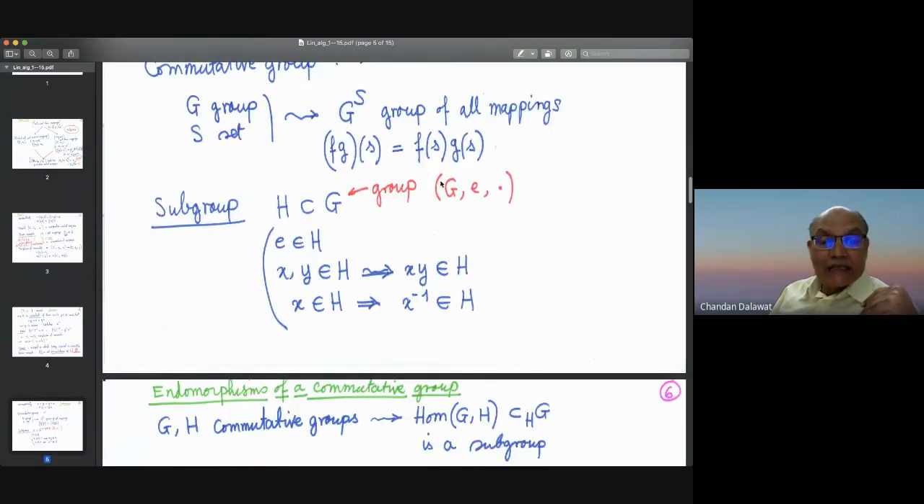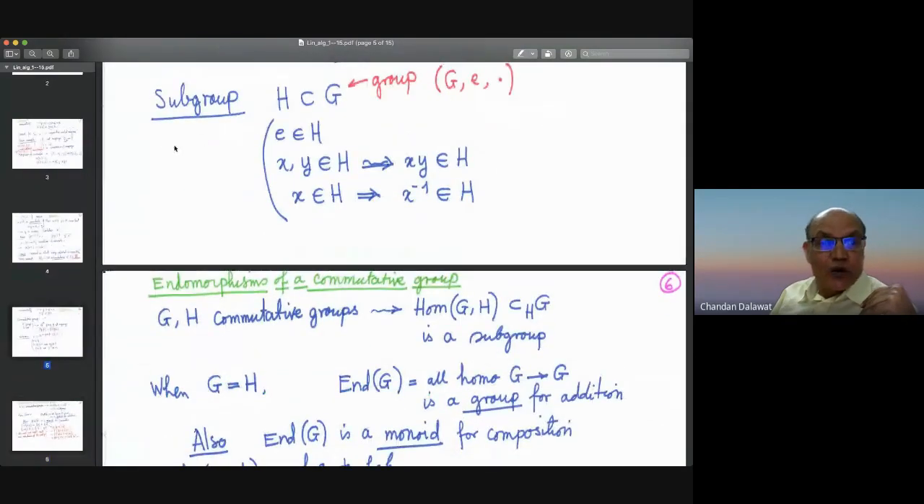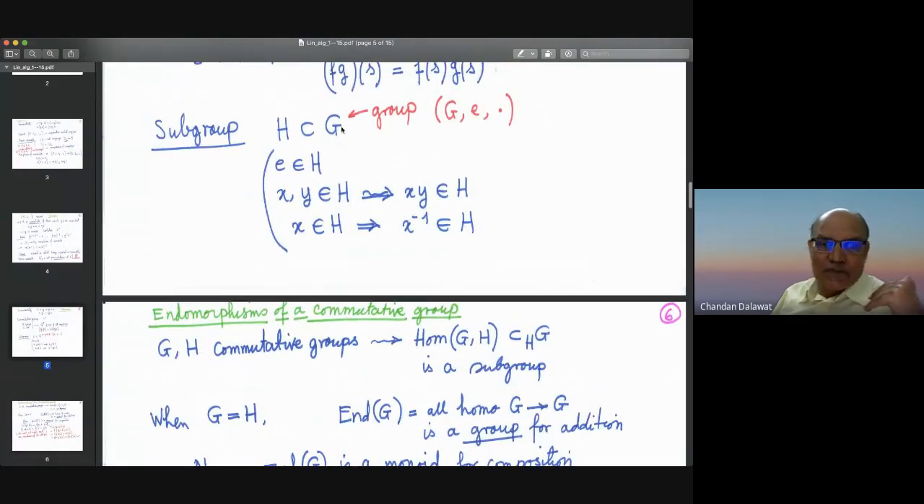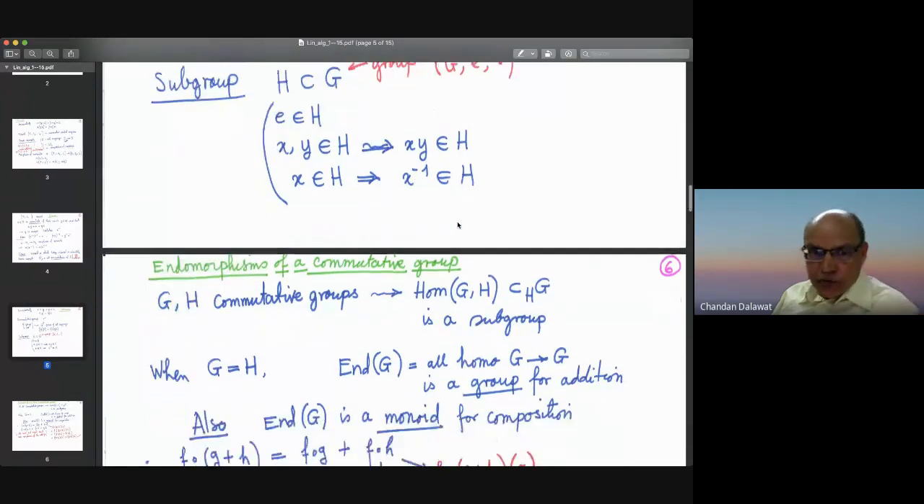So before I come to the next concept, I need to recall what a subgroup is. A subgroup is a subset of G. If G is a group, then a subgroup is a subset which contains the special element E, the unit element. And if it contains two elements, X and Y, then it also contains their product, XY. And if it contains an element X, it also contains its inverse. That's what a subgroup is.